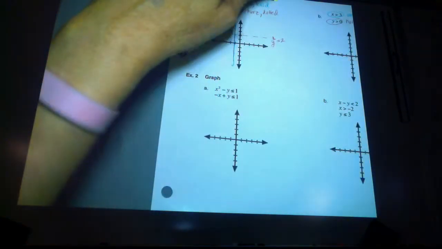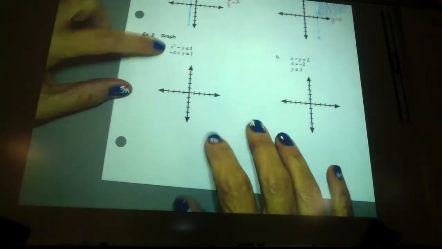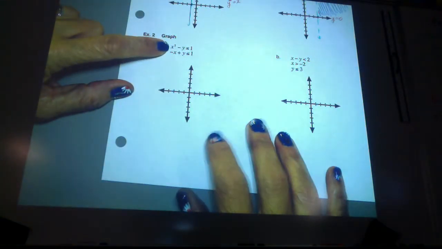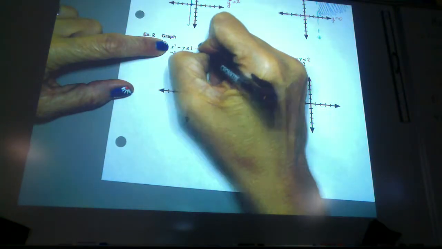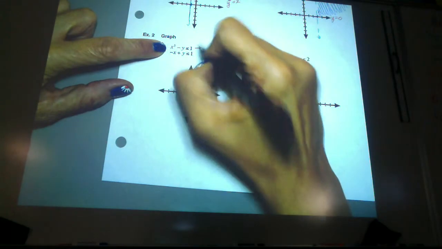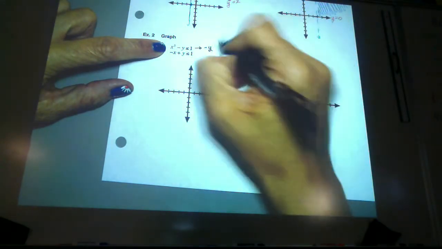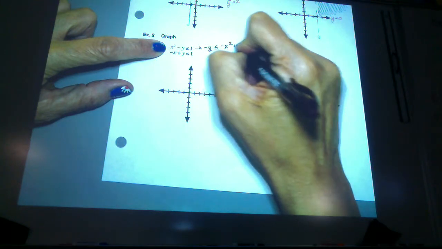All right, so not everything is linear. Okay. So for this next one, we have a parabola, and I know that we have a parabola because we have an x squared. So all of a sudden, I don't have something linear. So we're going to solve this one for y, and be really careful. When I get y by itself, I start off with a negative y less than or equal to a negative x squared plus 1.